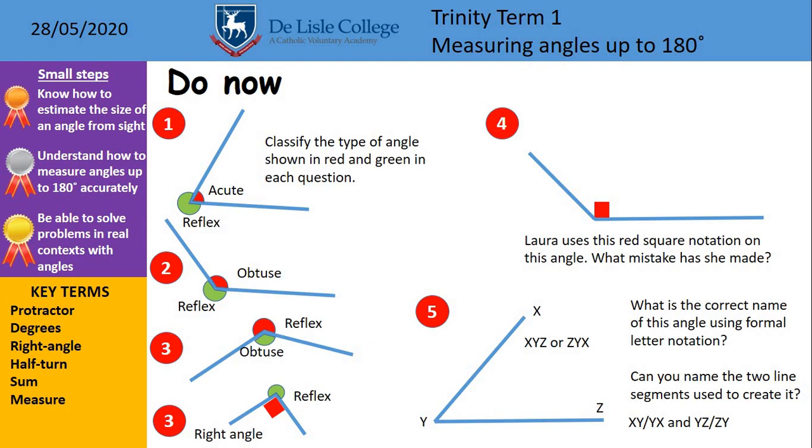And then on number 5, the correct name of this angle. It's the letter in the middle that we're looking for, so it's X, Y, Z, or you go the other way and call it Z, Y, X. And the 2 line segments, X, Y, which could also be referred to as Y, X, and then Y, Z, or Z, Y for that one.